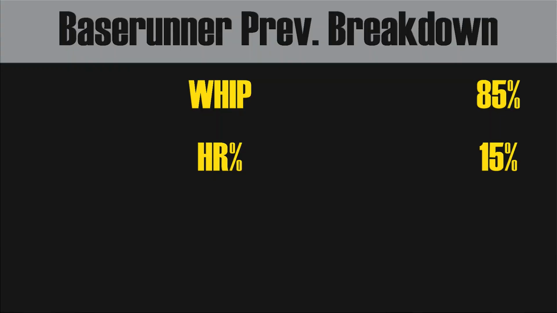Now for the shorter categories. Base runner prevention is split into 2 categories. One is WHIP, the other is home run percentage. WHIP makes up 85% of the score. Home run percentage makes up the other 15%. WHIP is a simple stat, but it's a very important one. It stands for walks and hits per innings pitched.